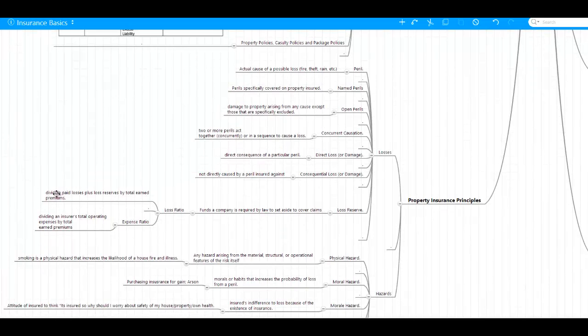And then here's a definition. It's called a loss ratio. There are two types. There's the expense ratio, which is all your expenses divided by the total earned premiums coming in. And then you have your loss ratio going this way, and that's all your losses plus the reserves that you have to keep divided by your earned premium.